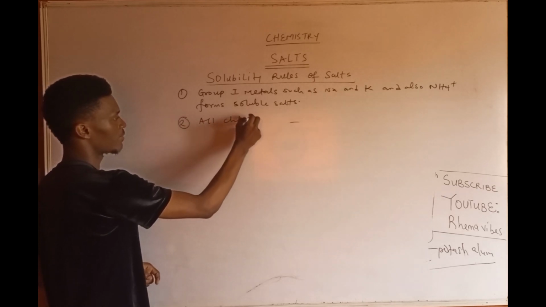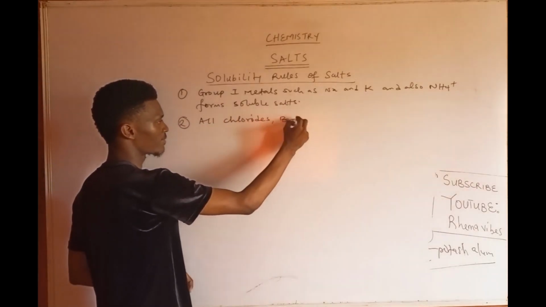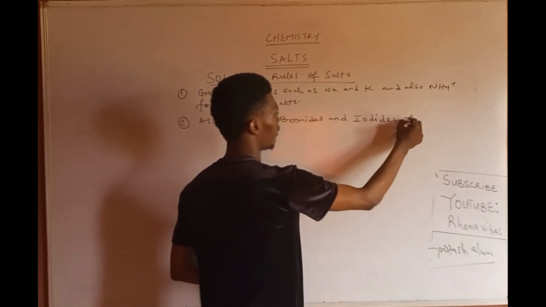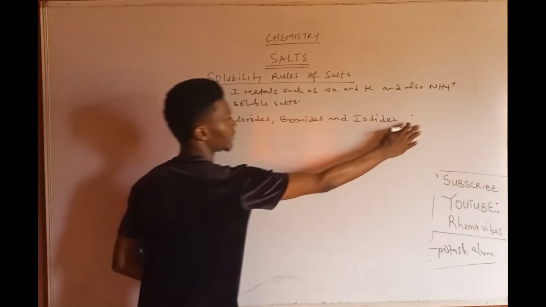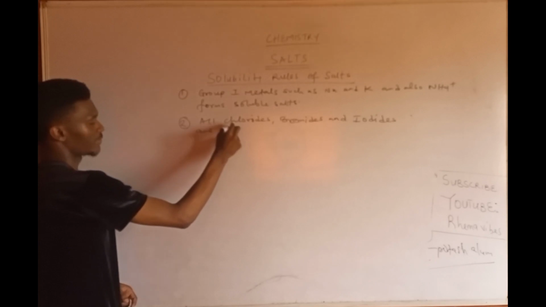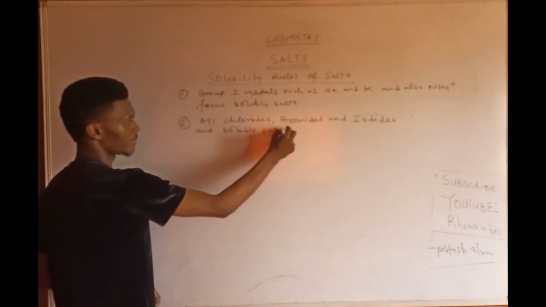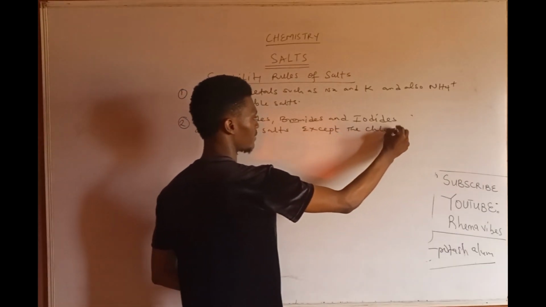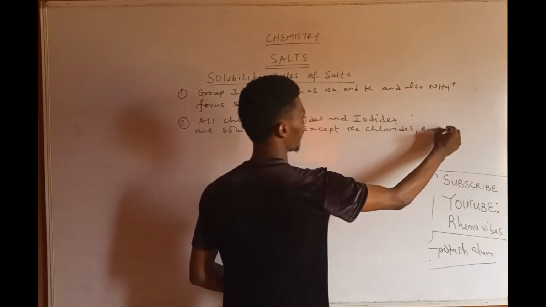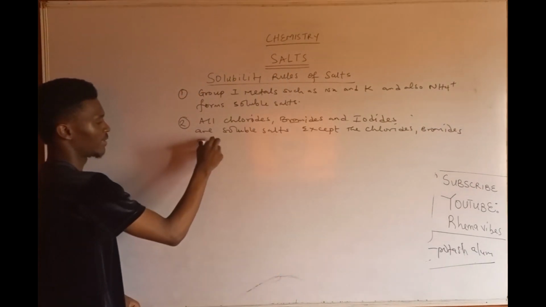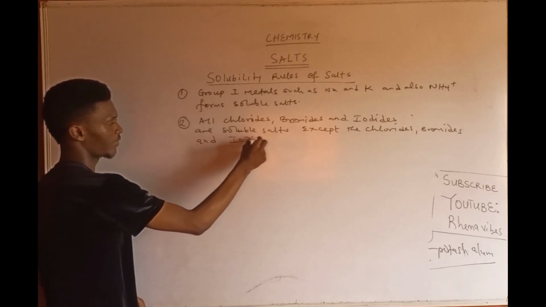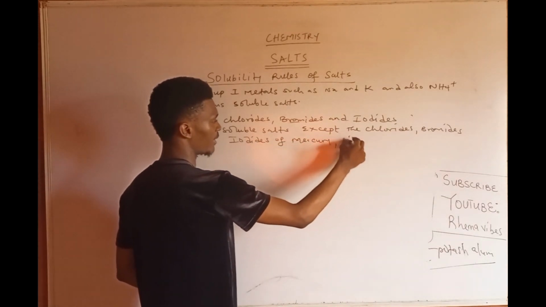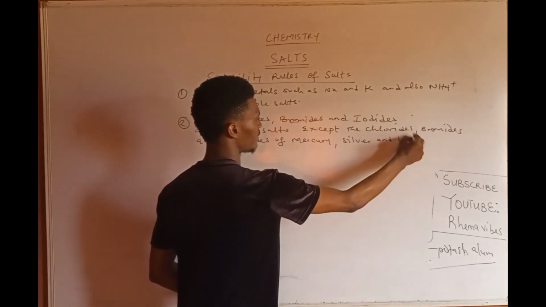Then the next rule, number 2: all chlorides, bromides, and iodides are soluble salts, except the chlorides, bromides, and iodides of mercury, silver, and lead.